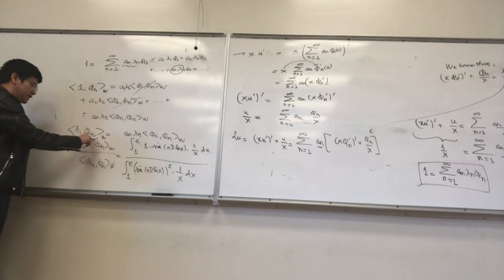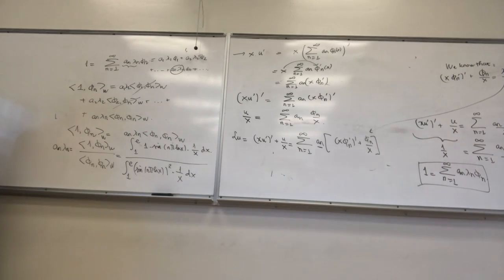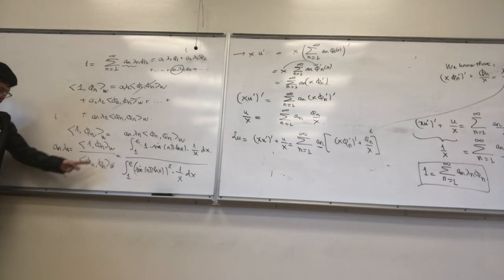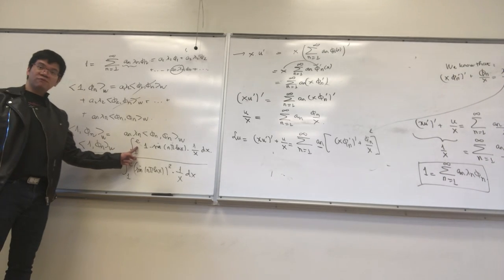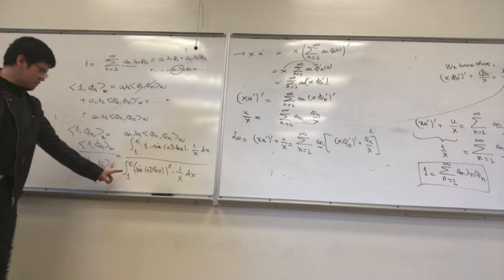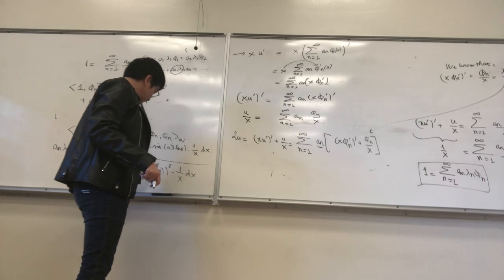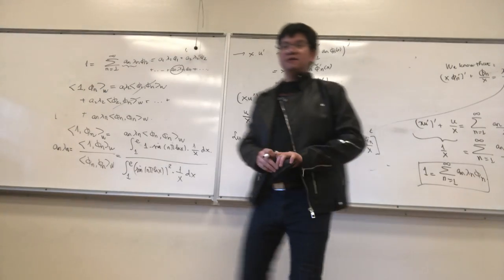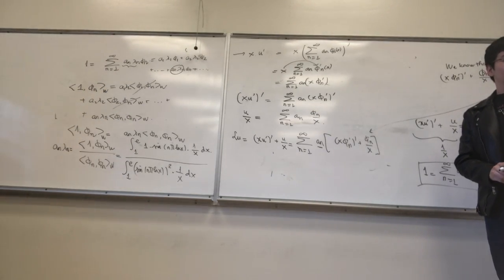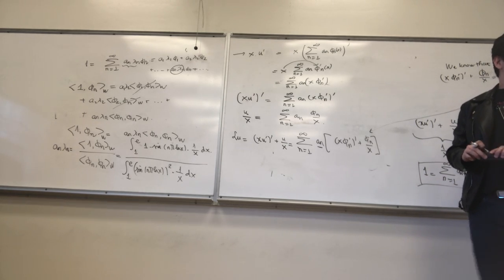What I get is the inner product of 1 and phi_n w is equal to a_n lambda_n times the inner product of phi_n and phi_n w. Right? So a_n lambda_n will be the inner product of 1 and phi_n w over the inner product of phi_n and phi_n w. So the first one is the integral from 1 to e of sine n pi log x times 1 over x dx. And the second one will be the integral from 1 to e of sine squared of n pi log x times 1 over x dx. Are there any questions? Basically it's the same procedure, but with the w.